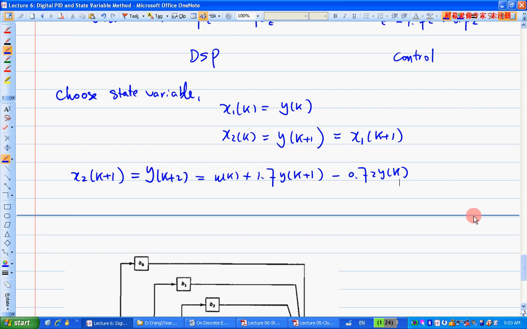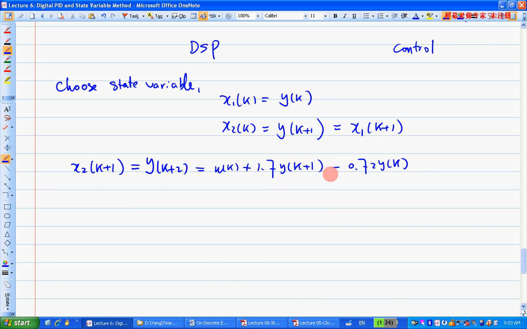You will see the reason we're doing this. Now coming back to your state variables, what is y of k plus 1? That's x2 of k. And what's y of k? x1 of k. So this expression can be written as this, and this is x2 of k plus 1.